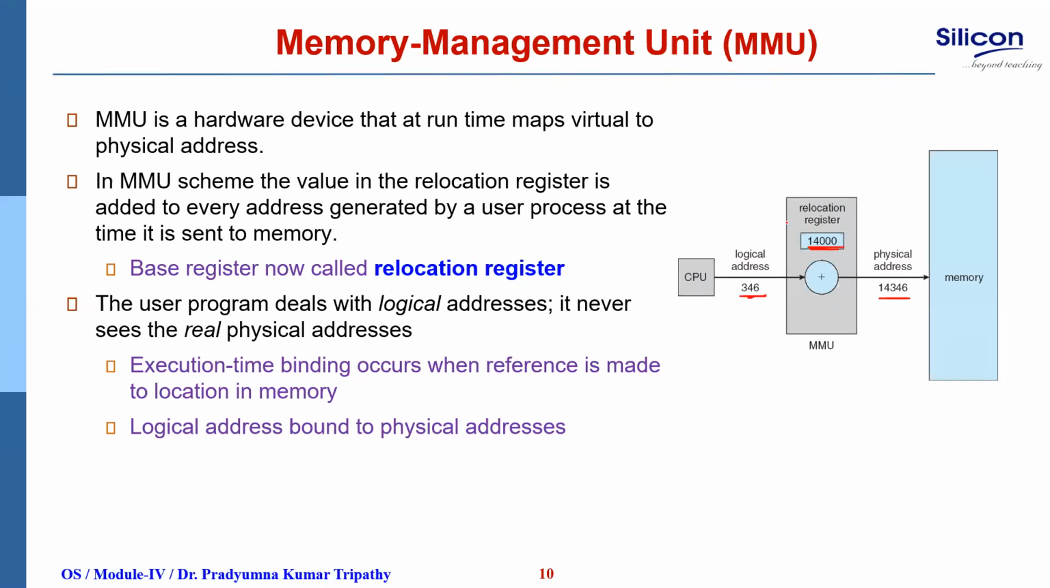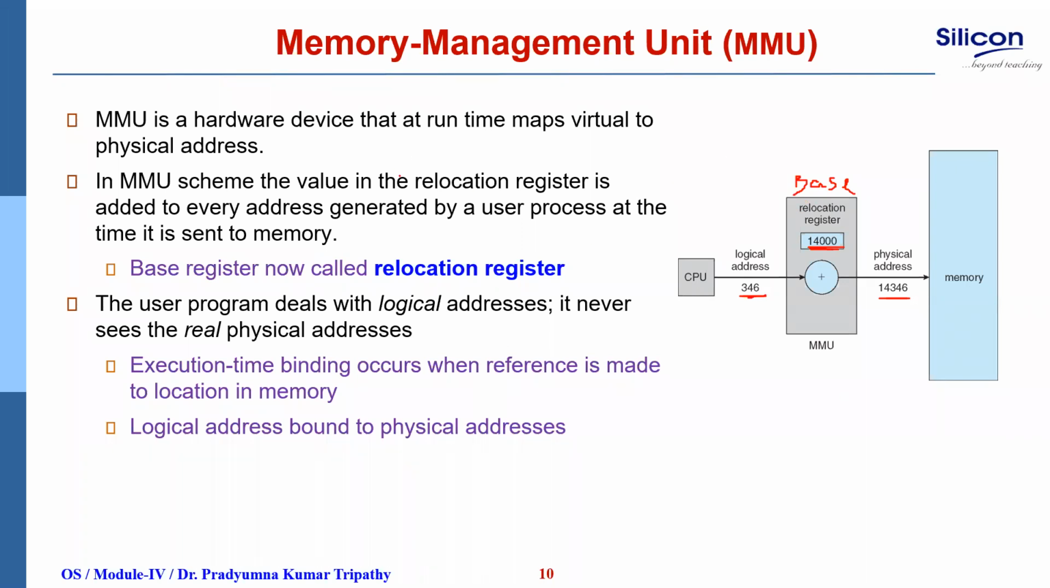Why do we say relocation register over here? Because actually this is the base register, but we say relocation because this gives you another address. The relocation register is also a base register. The base register is actually the relocation register. Correct? This is the base register.